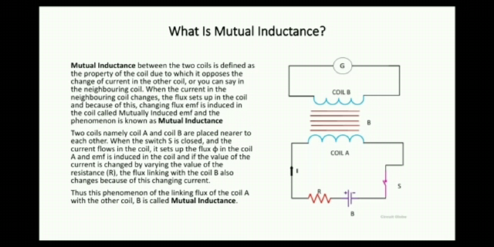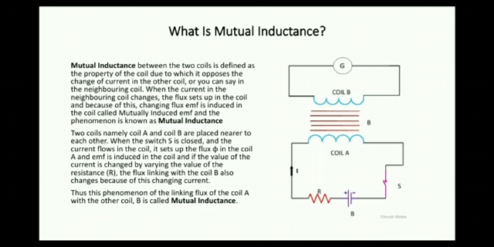between two coils is defined as the property of the coil due to which it opposes the change of current in the other coil, or you can say in the neighboring coil. When the current in the neighboring coil changes, the flux sets up in the coil, and because of this, the changing flux, EMF is induced in the coil, which is called mutually induced EMF, and the phenomenon is known as mutual inductance.